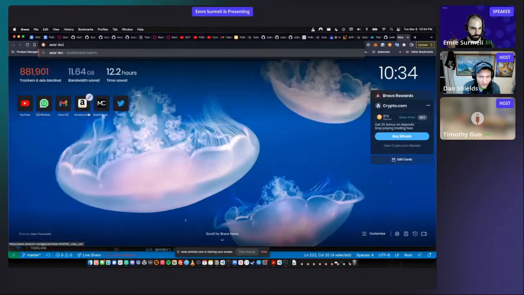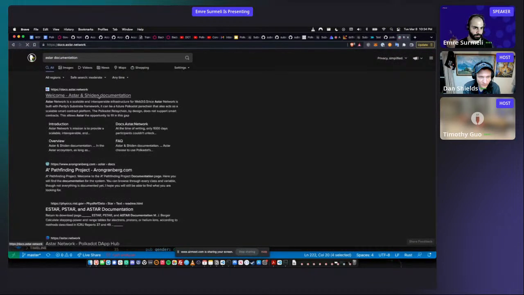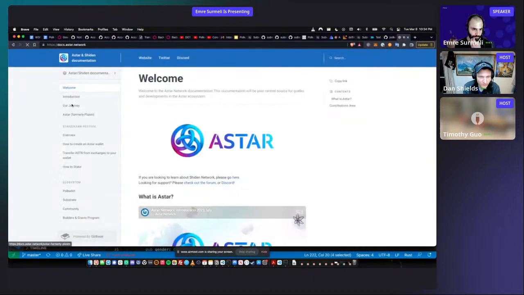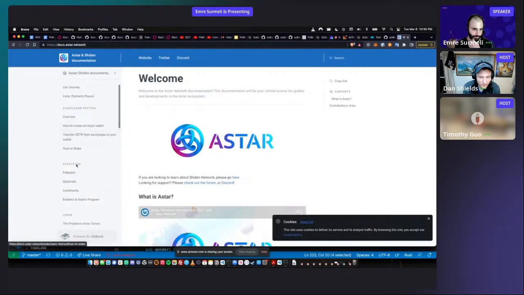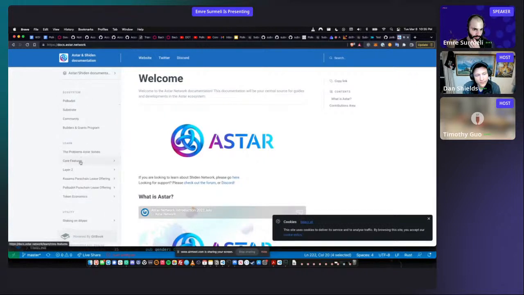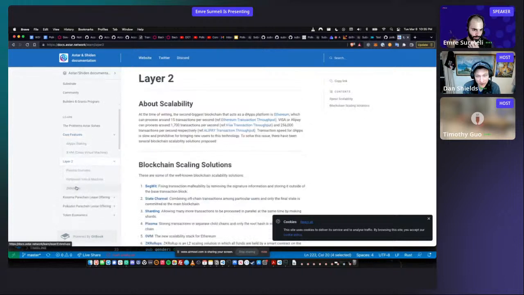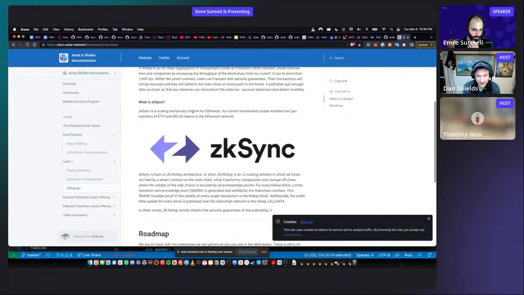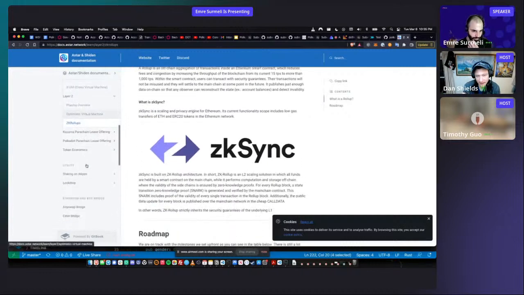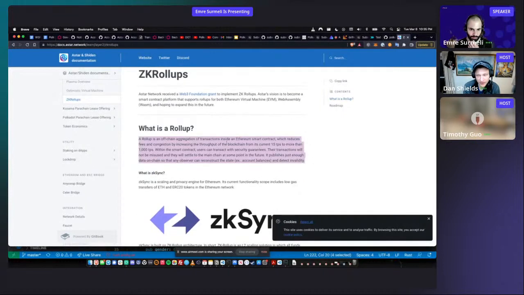So let's look at Astar documentation. Staking, core features. So, like, if you wanted to build an application that lived on Polkadot, but maybe you didn't want to touch the Substrate stuff, you want to plug into, hey, like zkSync, but now based on this Polkadot ecosystem, a different blockchain than Ethereum, right? So there might be reasons you'd want to do that.